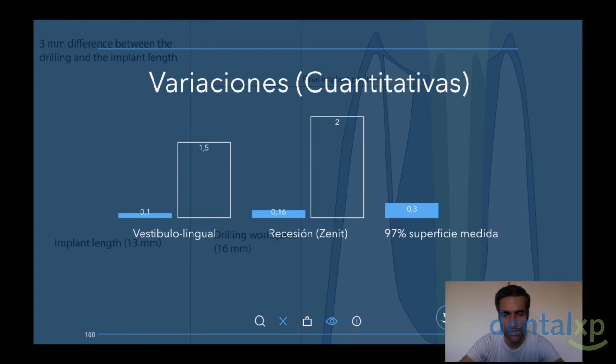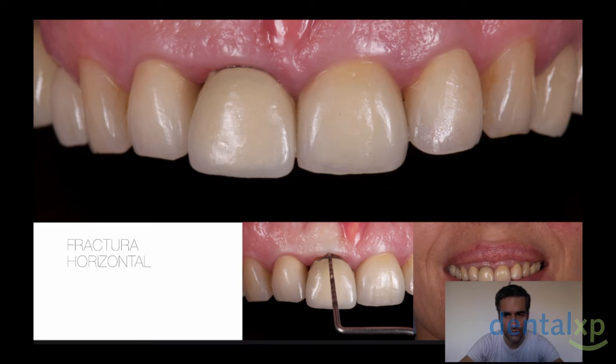It's something that you cannot see with your eyes. You have to check with the software. When we merge the two STL files, we see that the recession is almost nonexistent. It doesn't almost exist any kind of recession. So there is another case.